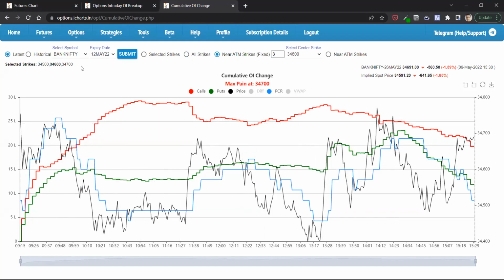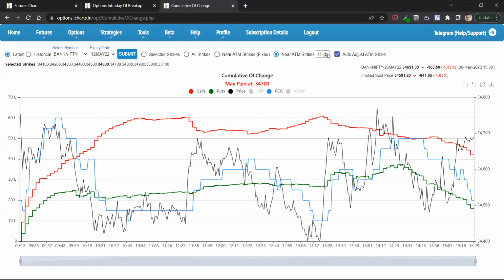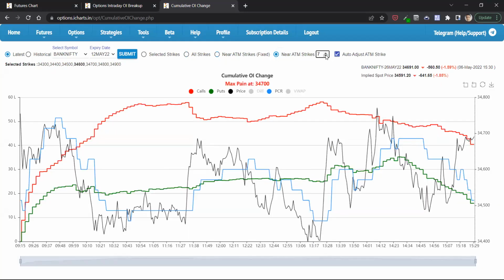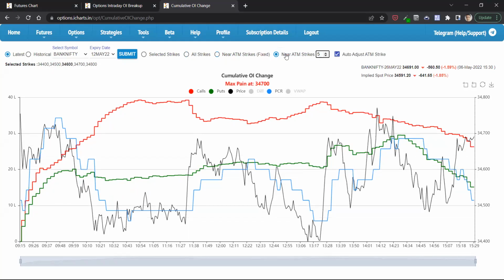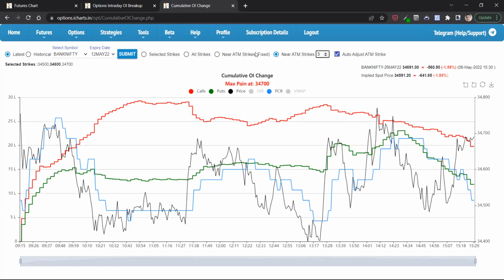Now, if you want to make it dynamic, do note that this is going to be confusing. Many people get confused. If you use this near ATM strikes, instead of fixed, it is auto adjust ATM strikes. So this ATM strike keeps auto adjusting. See, when you had selected fixed, these strikes were there. Now what will happen if this is selected? Now this can dynamically change.